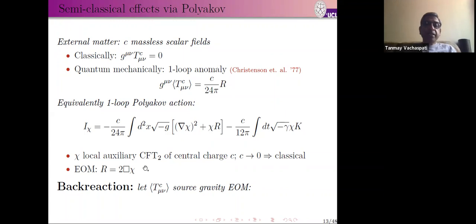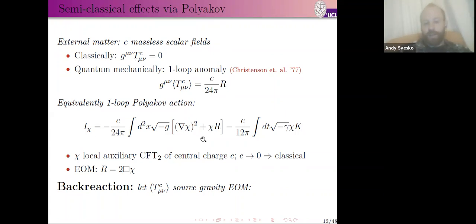Why is C going to 0 the classical limit? Why is C not going to infinity? Oh yeah. So really, there's a hidden ħ here. It's really like C times ħ, and C goes to 0.